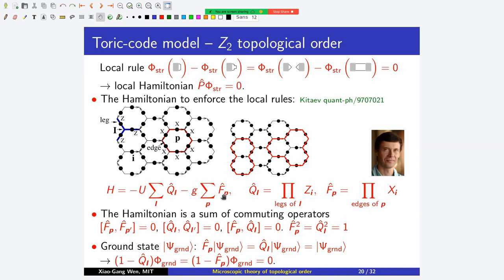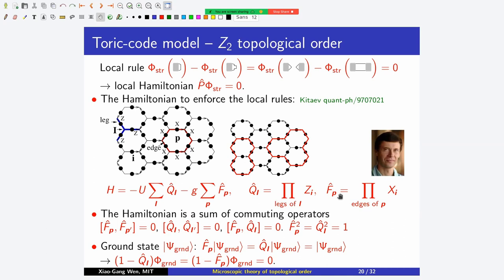And this plaquette term is the product of X operators around a plaquette. That's flipping the spin, so adding a small loop or changing the shape of a string. So this is a string hopping term, and this is a string enforcing term, enforcing the closed string condition. And then these two terms commute with each other. So this Hamiltonian is soluble.